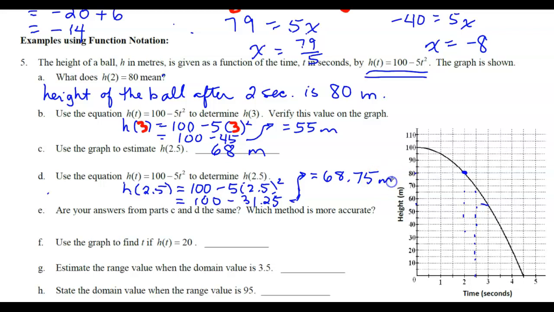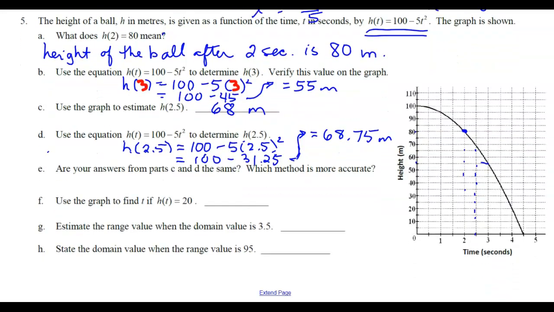So take a look. The exact value should be 68.75. Well, that's pretty close. But 68, pretty hard to tell 0.75 on the graph. But if you said 68 or 69, not 70. So if this was on a test and you said 70, you would be off, right? Because it's not going exactly through that grid crossing. Okay, so they're close. They're not exactly the same. Which is more accurate? Using the equation.